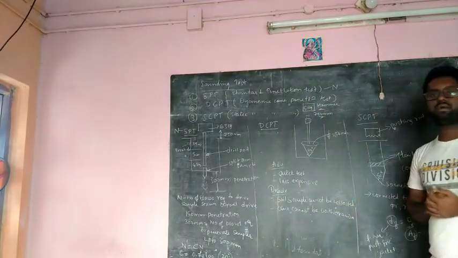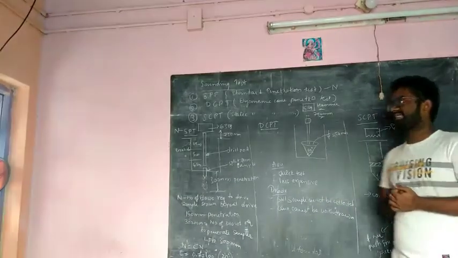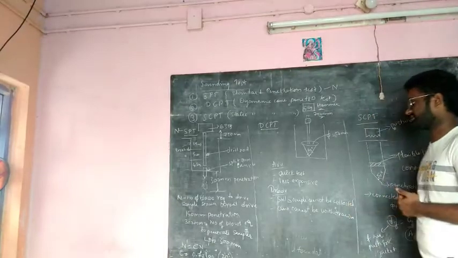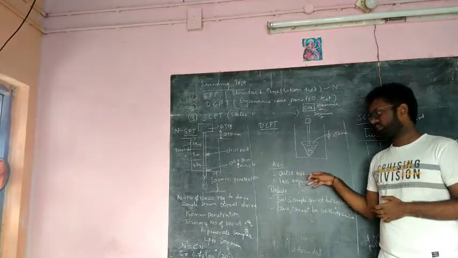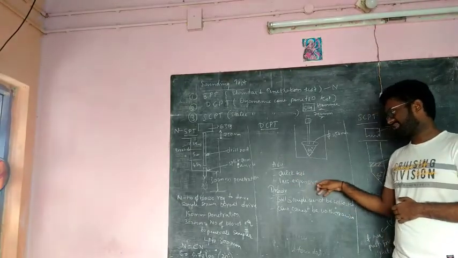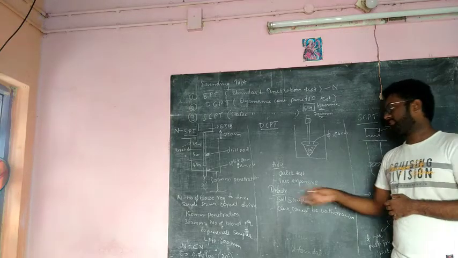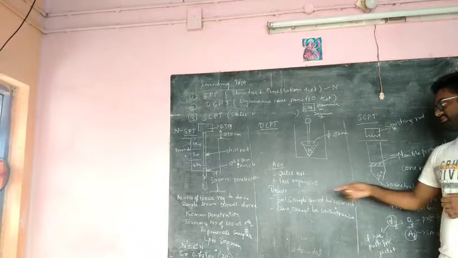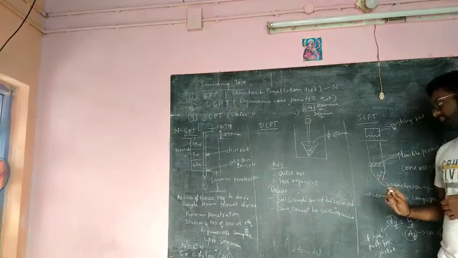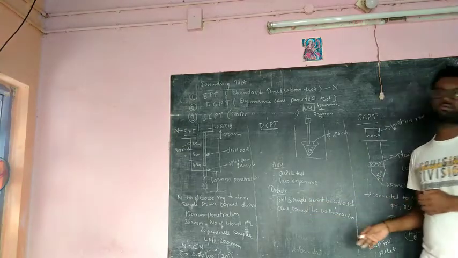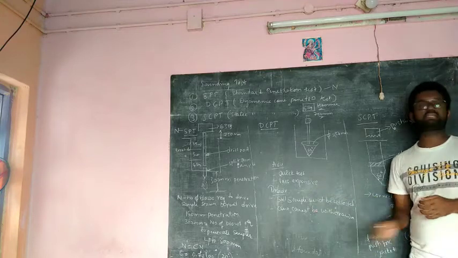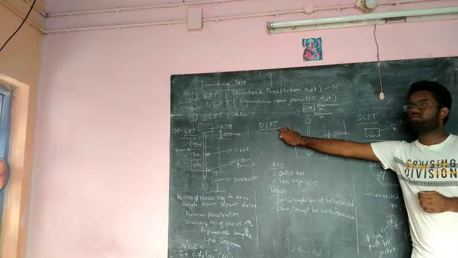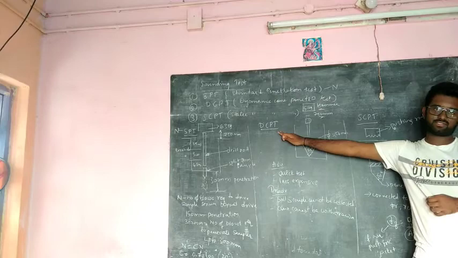What are the different advantages of this DCPT, that is dynamic cone penetration test? It is one of the very quickest tests and it is less expensive. The major disadvantage of this dynamic cone penetration test is that the soil sample cannot be collected and the cone cannot be withdrawn. So these are the major disadvantages of the dynamic cone penetration test. Hope you have understood this.